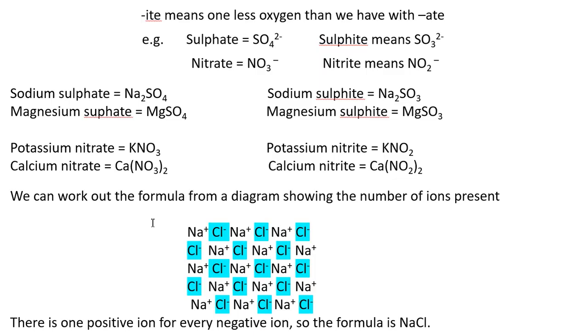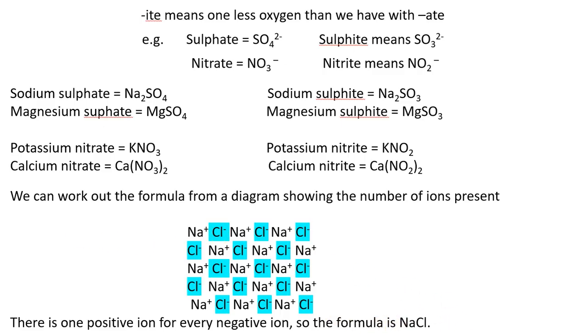It's unusual, but you could be asked to work out the formula from a diagram. Below I've got a diagram of sodium ions, Na+, and chloride ions, Cl-. Chloride highlighted to make it easier to pick out. I'm not going to bother going through counting. I can see there's roughly the same amount of both. I will have 1 Na+ for every Cl-, formula NaCl.